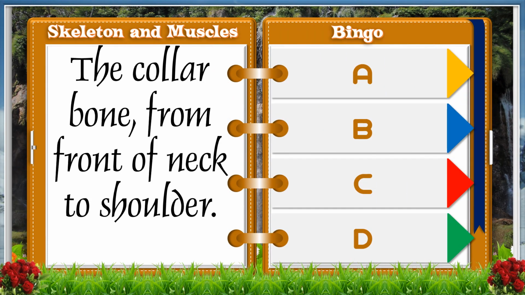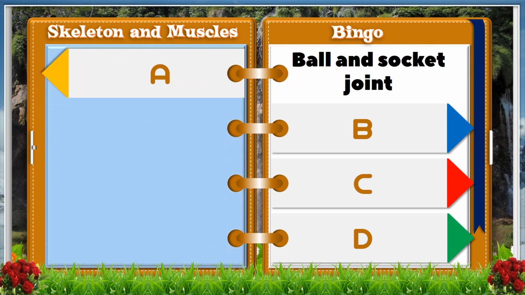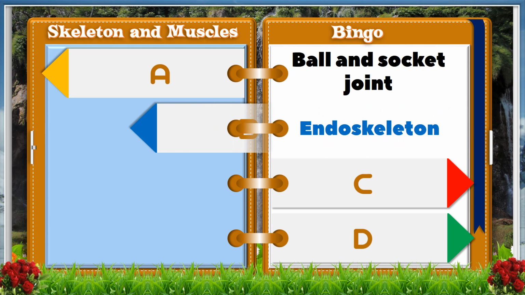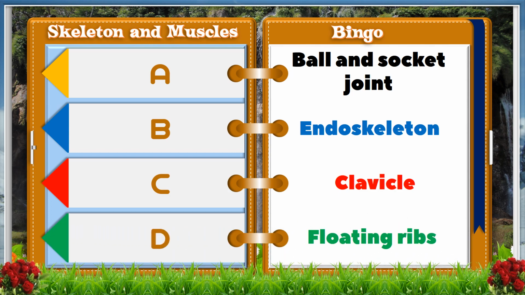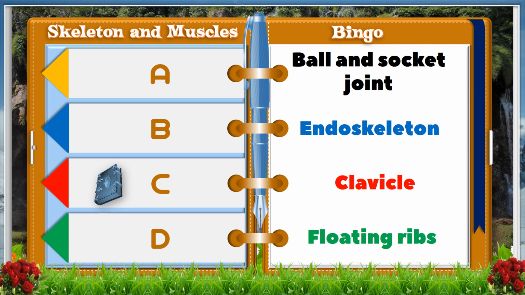The collarbone from front of neck to shoulder. A. Ball and socket joint. B. Endoskeleton. C. Clavicle. D. Floating ribs. And the answer is C. Clavicle.